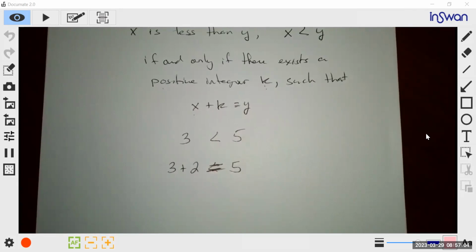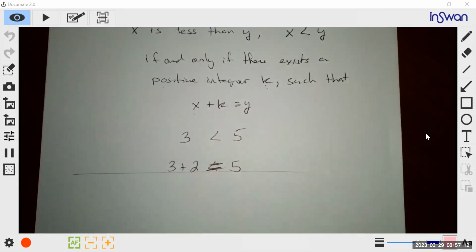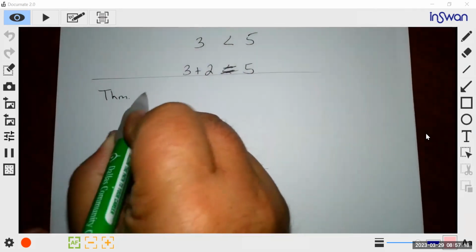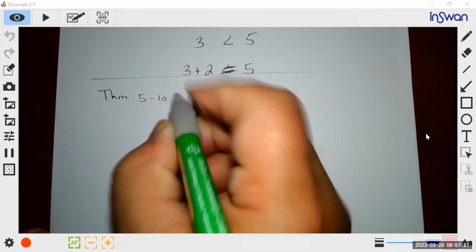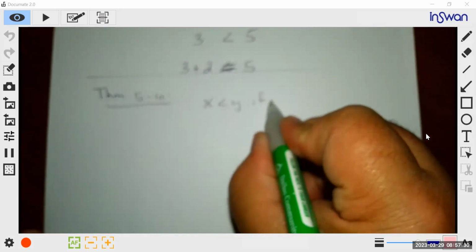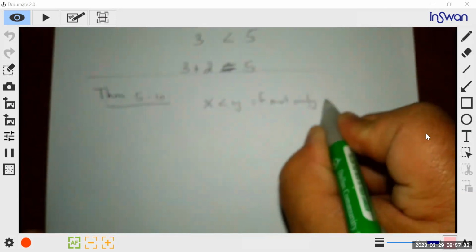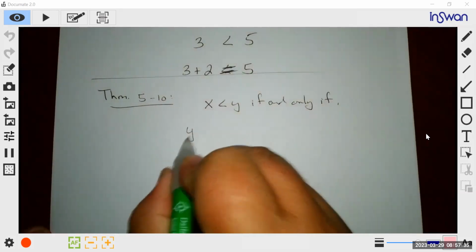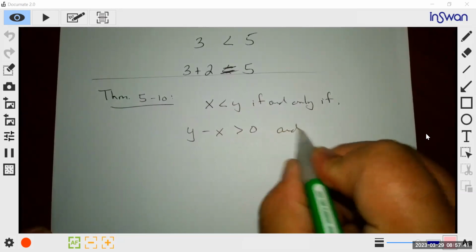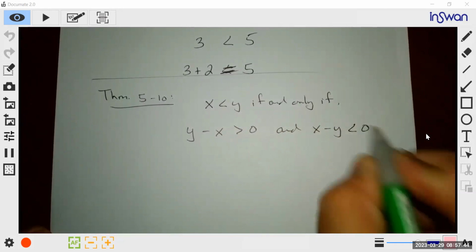Here are the examples. There's a theorem related to that, Theorem 5-10. x is less than y if and only if y minus x is greater than 0, and x minus y is less than 0.